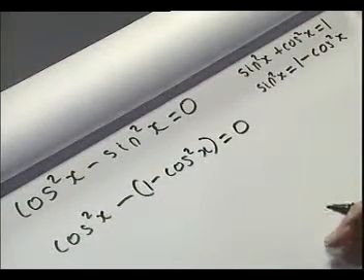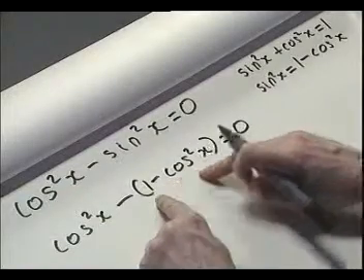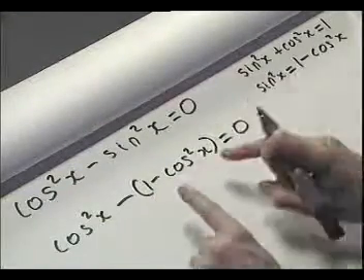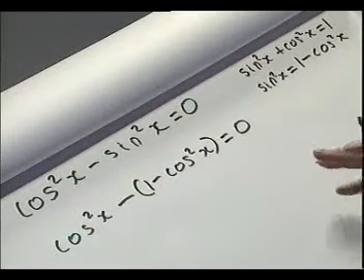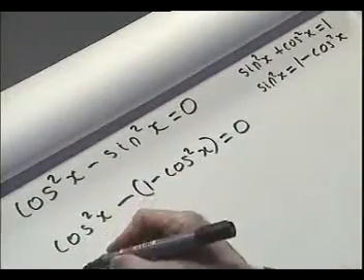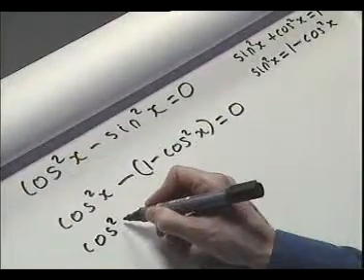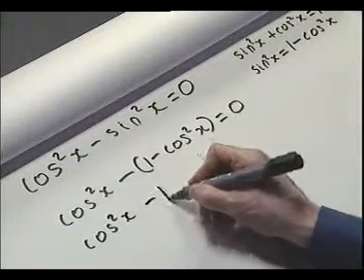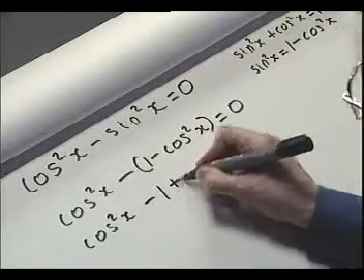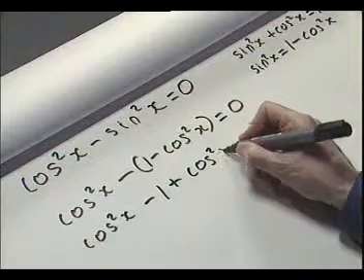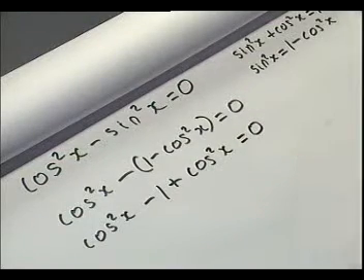And I use the bracket because I'm taking away all of this expression, not just a little bit of it, but all of it. So the brackets show that. Now I need to remove the brackets. Cos squared x minus 1, and minus minus gives me a plus cos squared x equals 0.